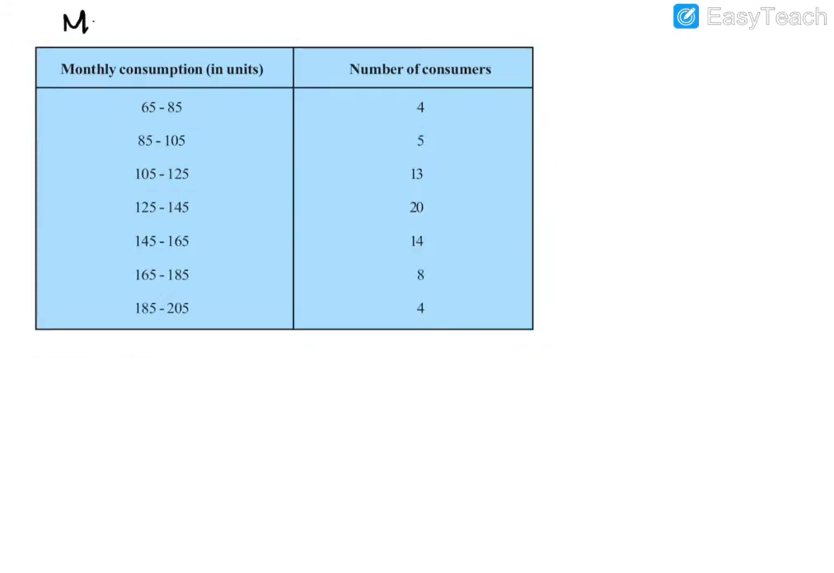Now let's find mode for the same data. So the first step is to identify the modal class. Modal class is the one that has highest frequency. So looking at the frequency column, we find that 40 is the highest frequency and corresponding to it 125 to 145 is the modal class.